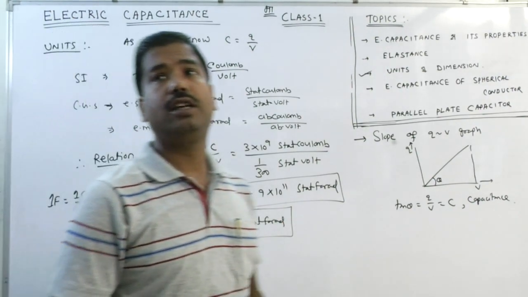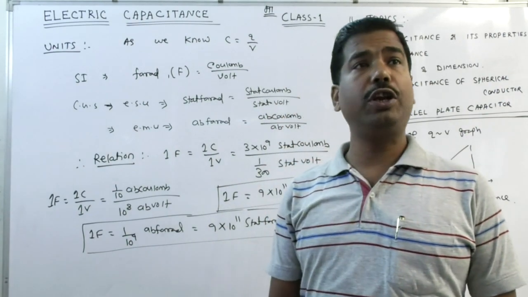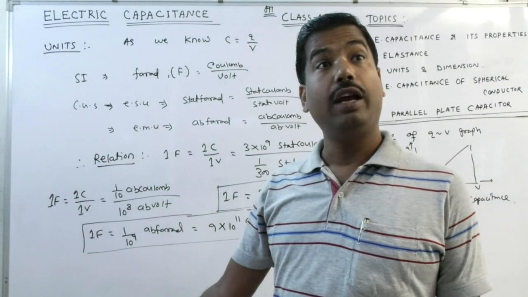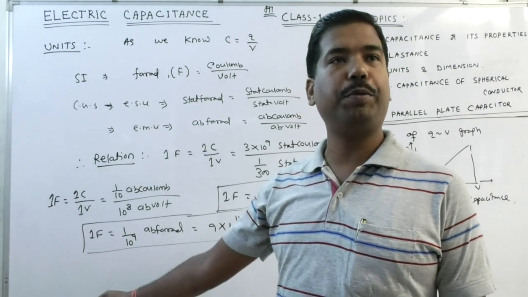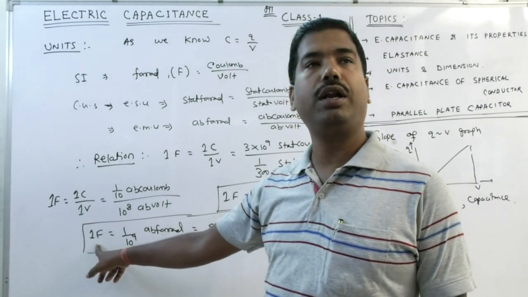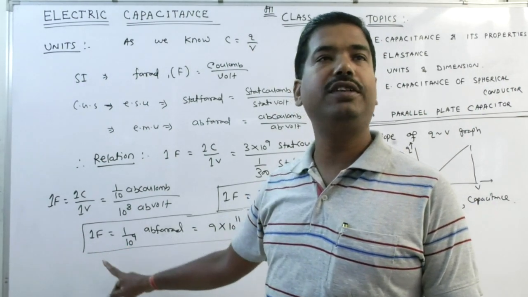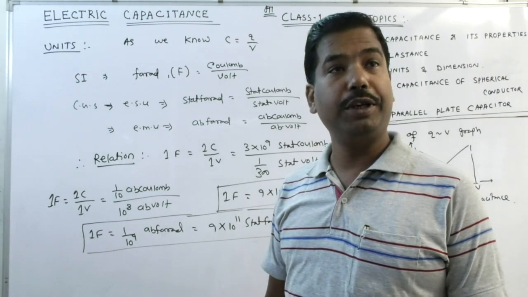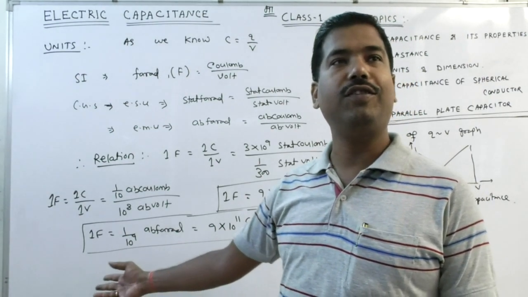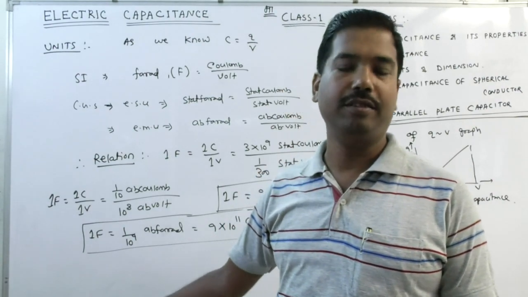Now a question arises, sir, is there any physical quantity whose CGS unit is larger than its SI unit? Answer again, electric capacitance, because 1 abfarad is equal to 10 to the power 9 farad. It means abfarad is the biggest unit compared to the SI unit. Abfarad is the CGS unit, farad is the SI unit. Clear?